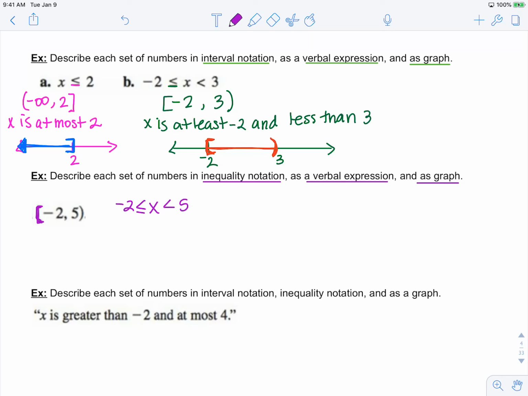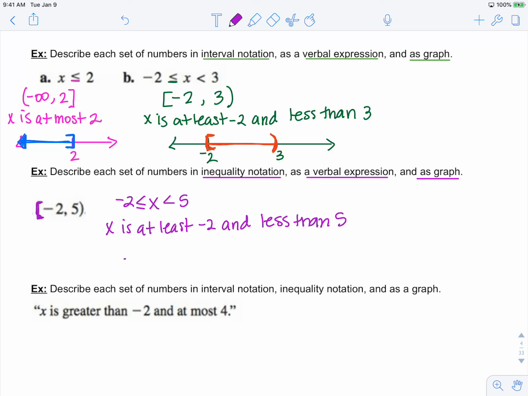As a verbal expression, I would say x is at least negative 2 and less than 5. And then if I want to graph this bounded interval on a number line, negative 2 and 5 are my bounds. I will have a bracket on negative 2 because I can equal negative 2, and a parenthesis on 5, and we'll shade everything in between.